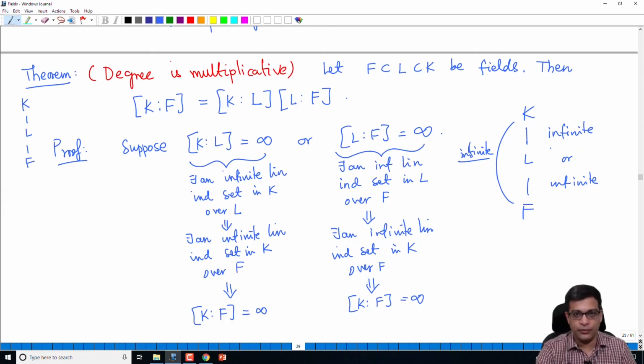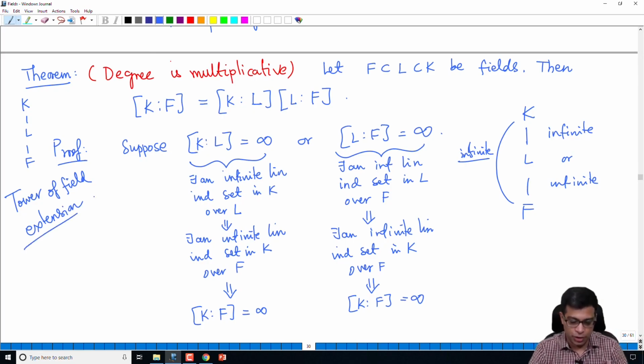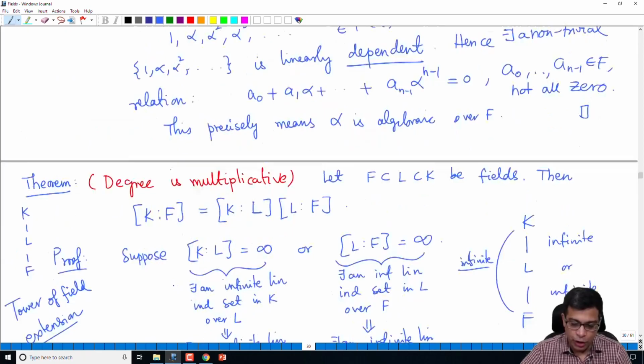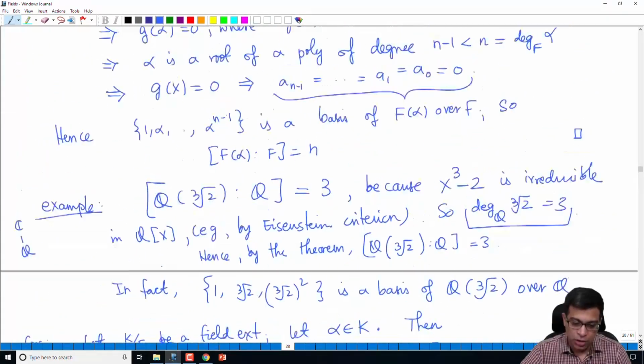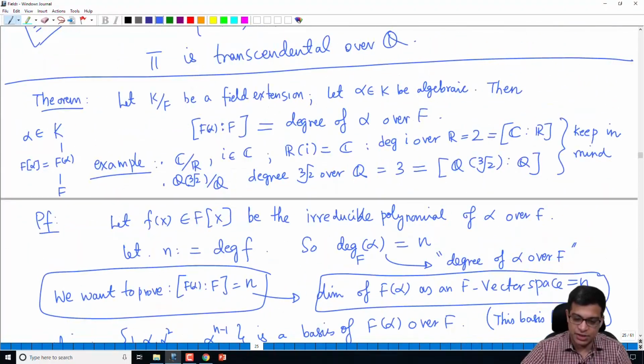If you have three fields and it's a tower of fields, this is called a tower of field extensions, then the degree of the largest extension is the product of the degrees of the two middle extensions. And we also proved in this video the theorem about the degree of an element being equal to the degree of the field extension itself. Together these two are very useful for us, and let me stop this video here.